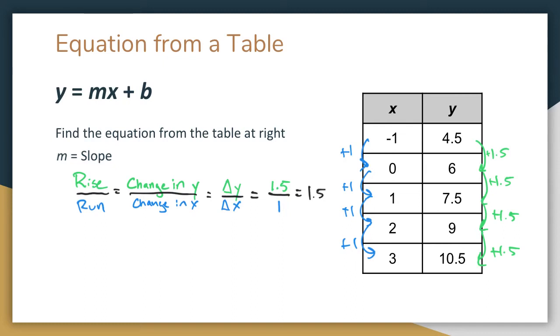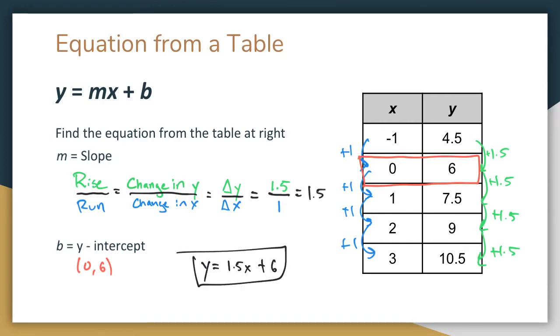Now we have to think about our y-intercept. That is going to be the b, which of course is where x is equal to 0 in our table, and it looks like that is the point (0, 6). So our equation is pretty much set now. We have our slope, we have our y-intercept, and the equation of our line is y = 1.5x + 6.